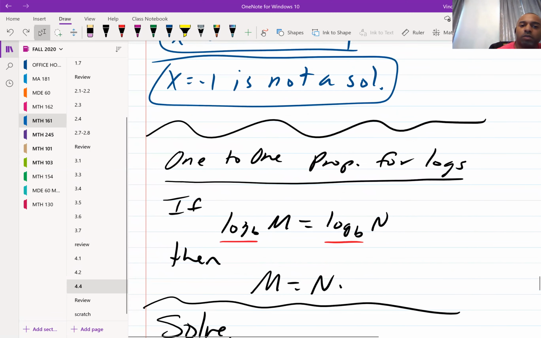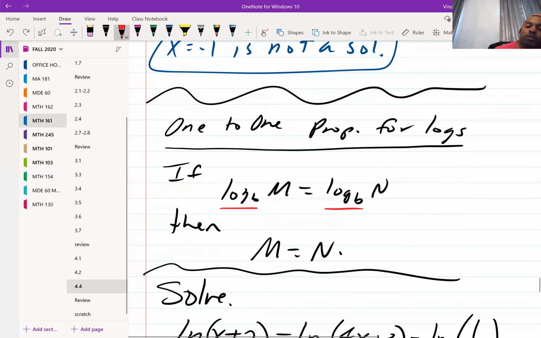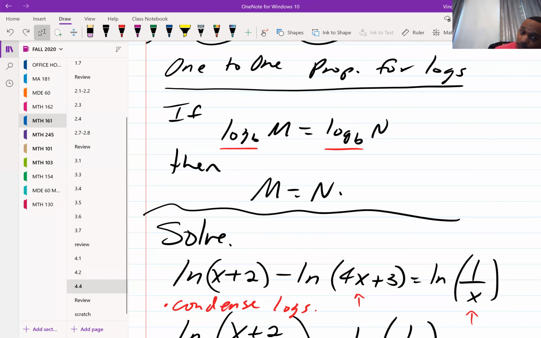So, next one, the one-to-one property for logs. Very similar to the one-to-one property for your bases. Same thing here. If I have a single log equal to another single log, and they have the same base, then I can drop the logs. So if I can condense my logs to a single log on both sides, then I can just drop the logs.